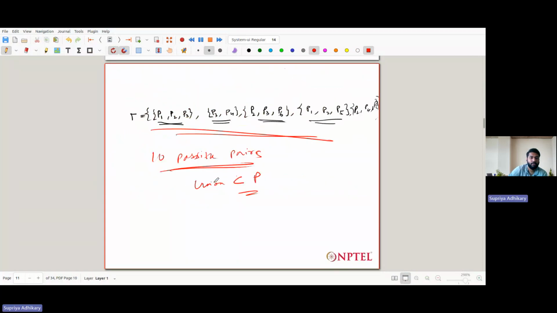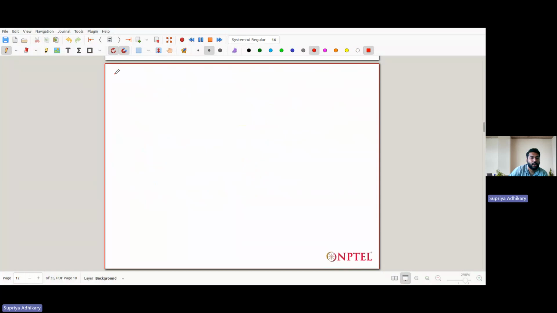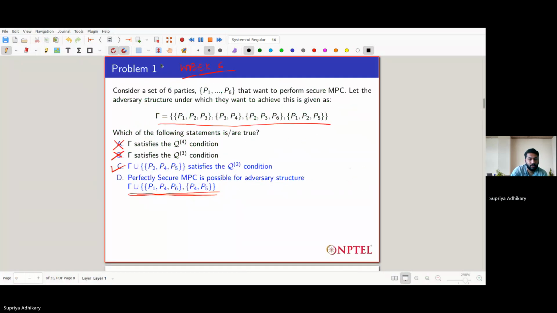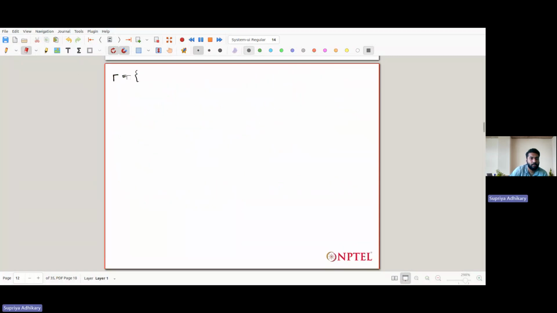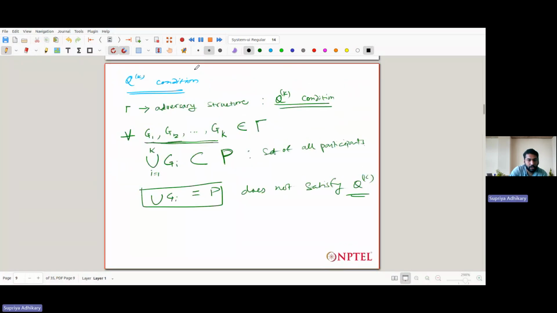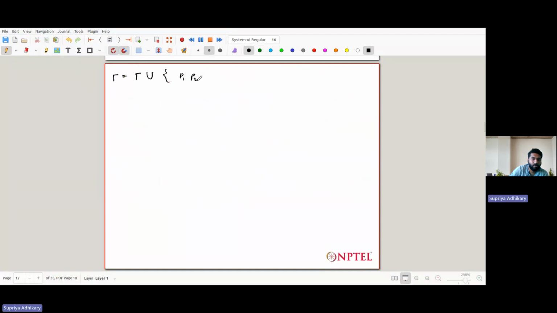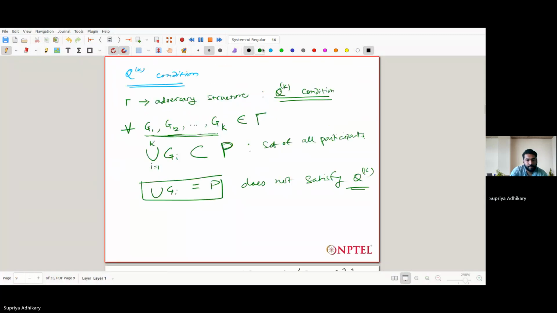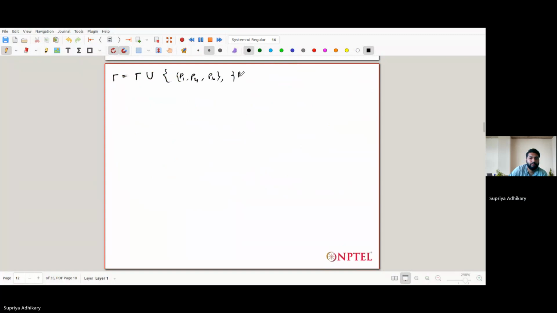So now we have been given the gamma. Whatever the gamma was, that union with P1, P4, P6 and P4, P6 and P4, P5. Now, how can we say that corresponding to this adversary structure, we can have a perfectly secure MPC?